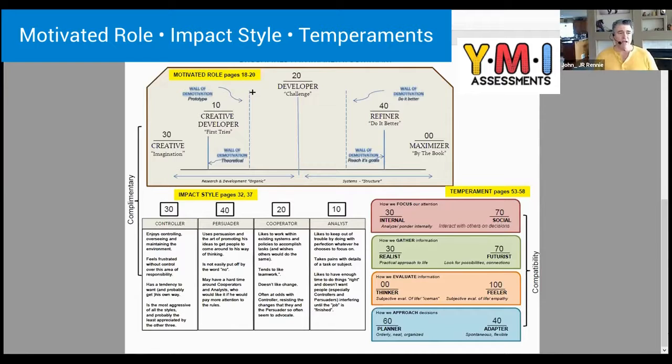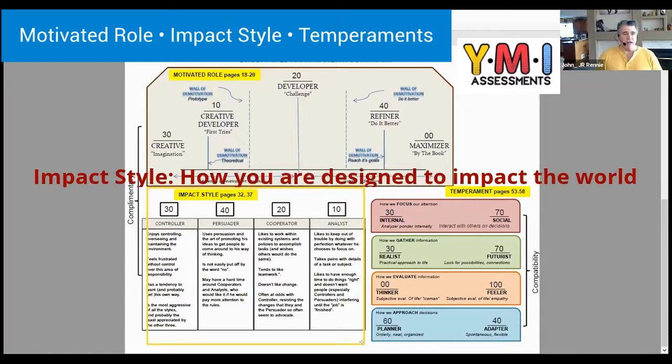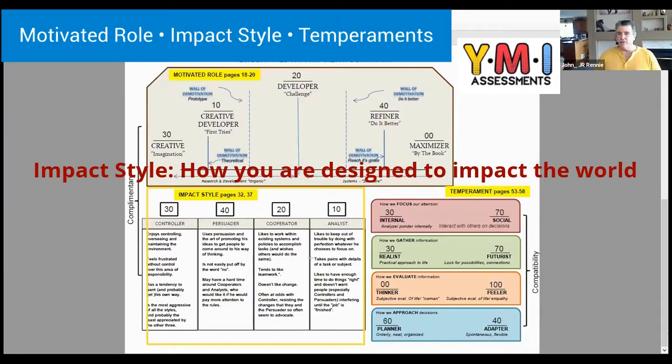All right, the second complementary design element is the impact style, and that is how you're designed to influence the world. So these are like the broad categories of how you were designed to impact the world.